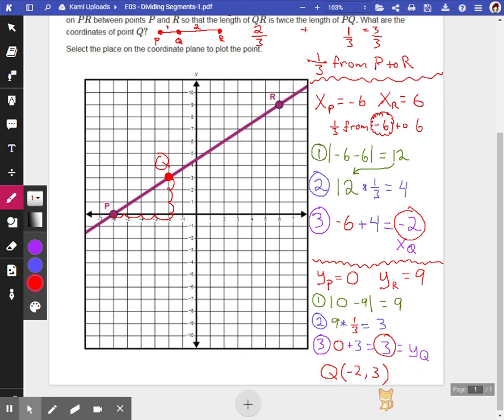You can do the same process going from point R, going 2/3 of the way, where you would use 2/3 instead of the 1/3, but then you would use the R value here instead of the P value, and you'd have to subtract because going from 6 towards -6 would be down, going from 9 towards 0 would be down, and you'll end up at the same place, the same answer.